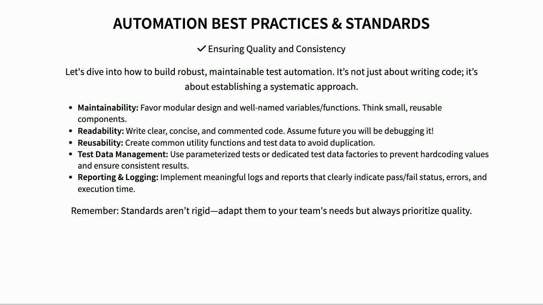Okay, so let's talk about making sure our automation actually works and is easy to keep going. It's more than just writing some scripts, it's about building them in a way that makes sense long term. We want things to be easy to understand, change, and reuse small pieces of code that do one thing really well. It's also super important to manage our test data consistently so we don't get unexpected results. And finally, good reporting helps us quickly spot problems when tests fail.